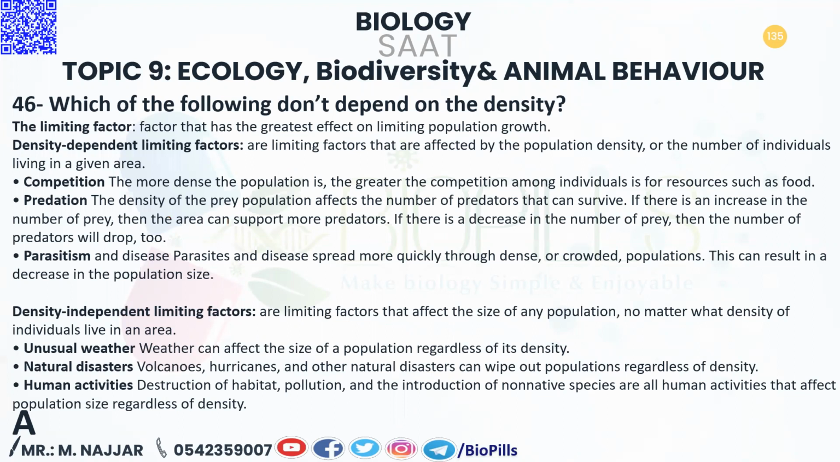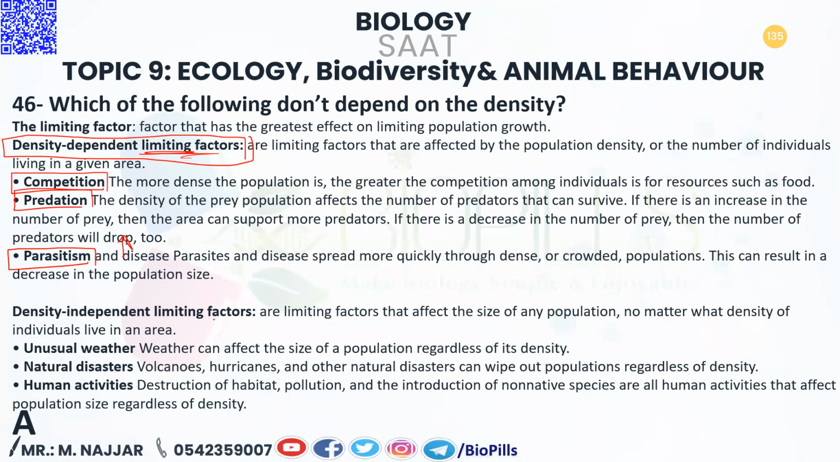If we extend it again, I just mentioned we have two factors. We can divide them into density dependent limiting factors that depend on the density of the population, such as competition. If they are more, they will compete more, affecting their population growth. Predation: if there are predators and they are more, it will affect their numbers and their population growth. Parasitism as well. If there is a parasite and the population size is large, of course, the number will decrease.